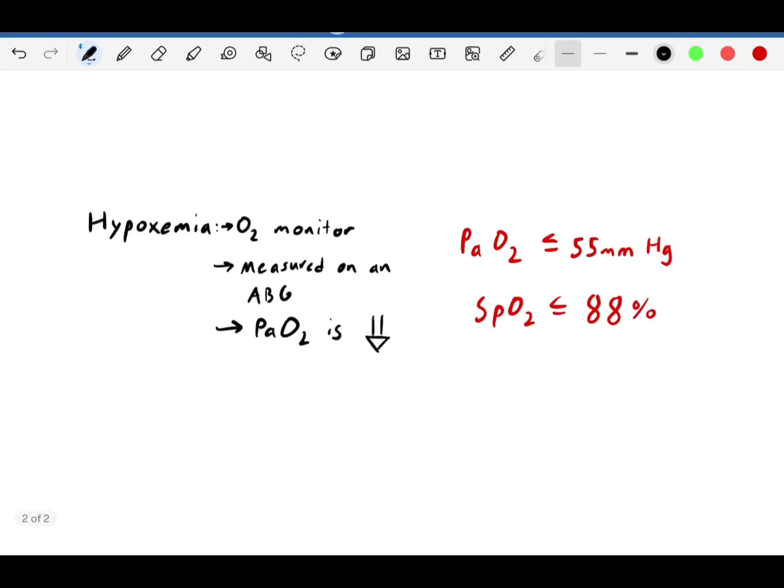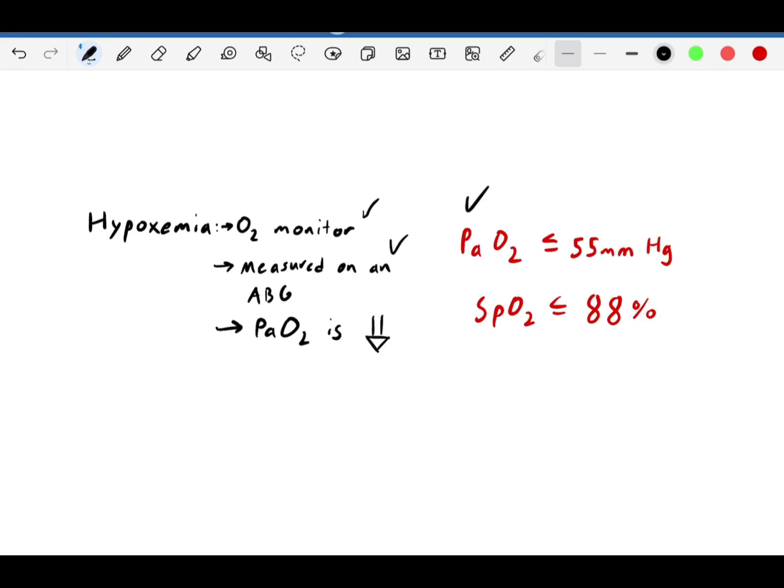So first, we're going to start with hypoxemia. As I discussed, this is a decreased amount of oxygen in the blood. And now that we know the definition, we can understand that there's an objective way to measure this, and there's a couple ways you could do it. It could be through an O2 monitor, or you could measure it on an ABG, which just means arterial blood gas. Now, severe hypoxemia is defined as a partial pressure of oxygen less than 55 millimeters of mercury, or a PaO2 equal to or less than 55.